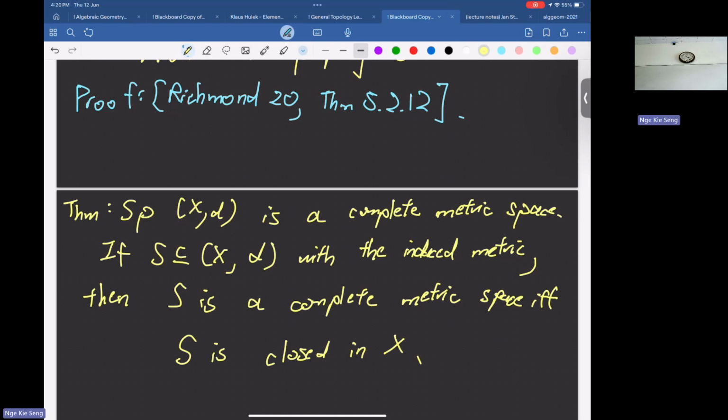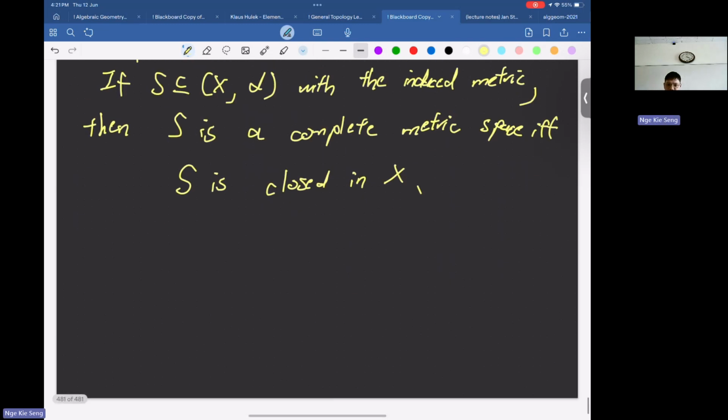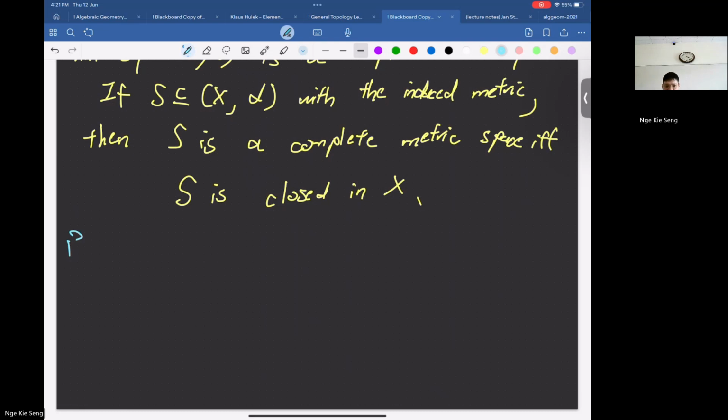For example, in R, if you look at a closed interval, it is also complete. If you look at a Cauchy sequence inside a closed interval, you should be able to find the limit there. So inside a complete metric space, these two ideas are the same. Let's prove this. Actually, not too difficult. There are two directions here.